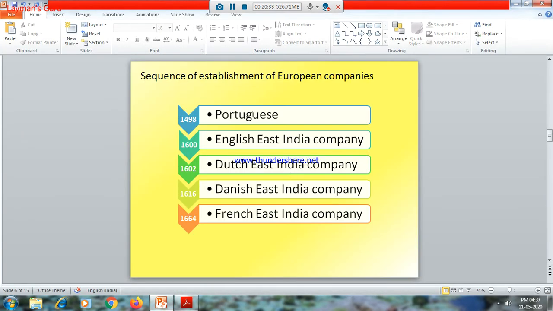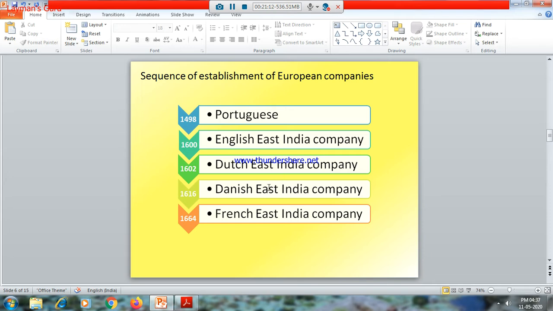See, this is the sequence of establishment of European companies. 1498 Portuguese Company, 1600 English East India Company, 1602 Dutch East India Company, 1616 Danish East India Company, 1664 French East India Company. But after the rivalry started, which we will see later, the English and French lasted for a long time, because British and French are always rivals.